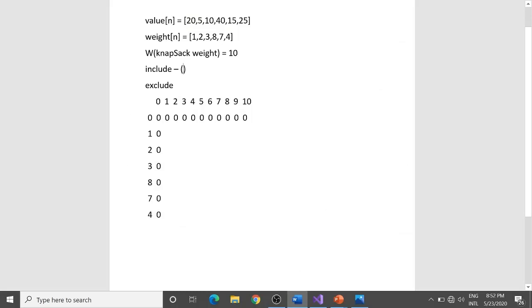So what would I be doing? What is the current weight my knapsack can hold? It's 1. And what is the weight of my current element? It's 1 again. So I would be subtracting that from my current knapsack weight. So what would I be having then? I would be having a 0.